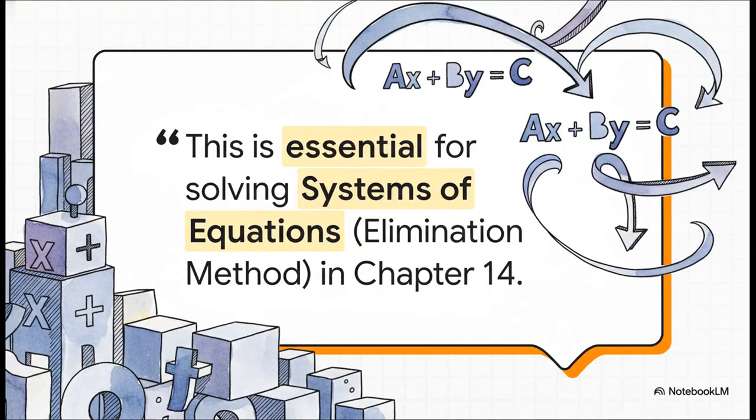And here it is, the big reason why we're doing this now. This is a key building block for more advanced stuff down the road. When you get to solving systems of equations using what's called the elimination method, having your equations already in standard form makes the whole process so much easier. Seriously, your future self is going to thank you for this.